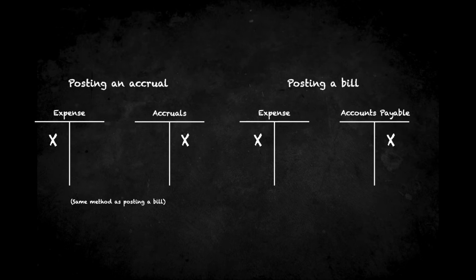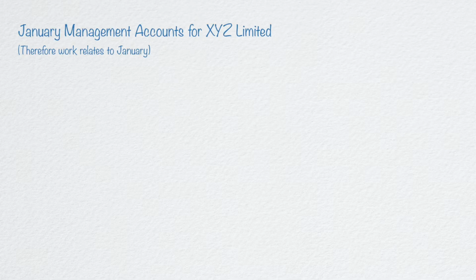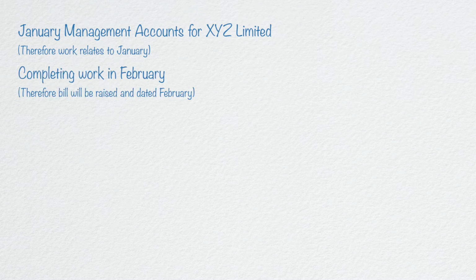So let's go through an example. We're doing the January management accounts for XYZ Limited. We're completing this work in February to ensure all January transactions are included. However, as we are providing accountancy services relating to January management accounts, we need to ensure that we recognise the cost of our accountancy services in their January profit and loss. However, we'll have to invoice in February as this is when we'll be doing our work.